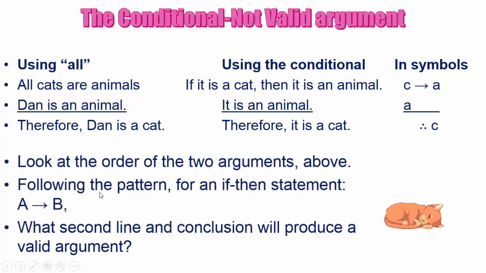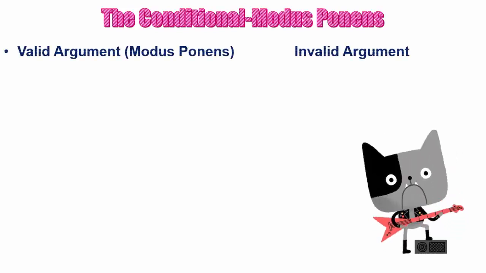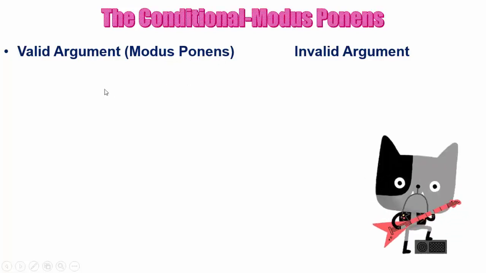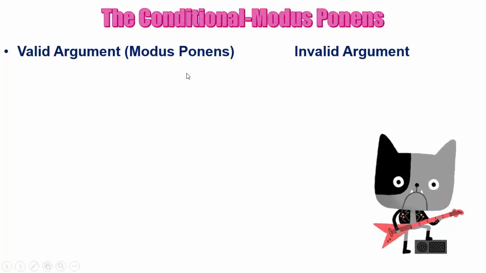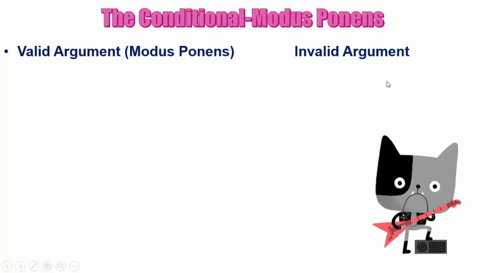So we want to look at the order of these two arguments. We see that they are if-then statements, and we want to be very, very careful about what's happening here. So let's look more closely at the two arguments, the valid one about Fluffy and the invalid one about Dan. The valid argument is called Modus Ponens, and that's a Latin name, and you don't have to learn the Latin words. You just have to understand what a valid argument is and an invalid one.